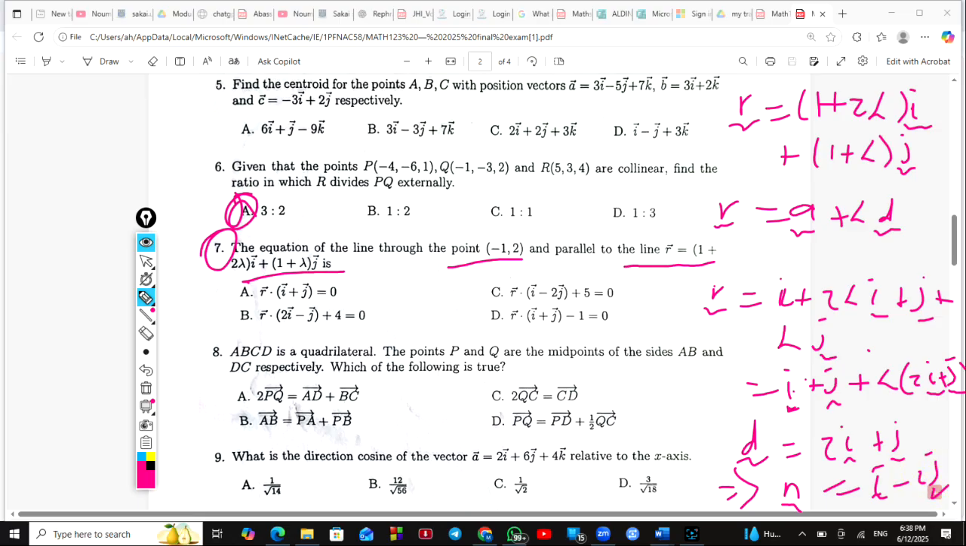If you don't understand why the normal vector is this, you can refer to the previous video where I explained the relationship between the direction vector and the normal vector. If you have the direction vector, we know that it's perpendicular to the normal vector. If you refer to the previous video, you will get it, because I don't want to waste much time on it in this question once again.